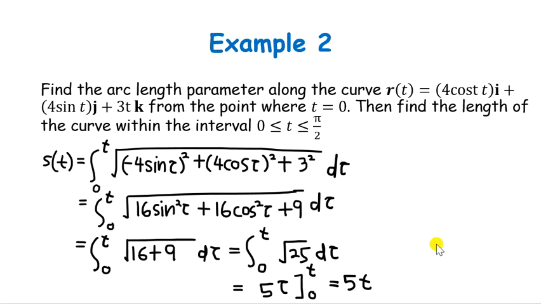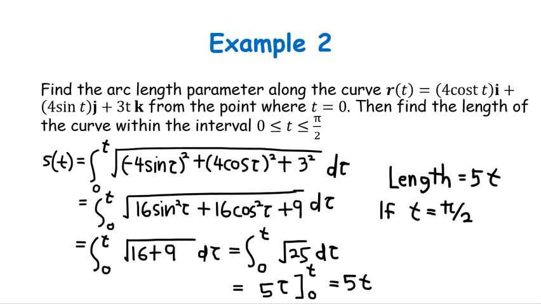But the question also asks to find the length of the curve within the interval of 0 to pi over 2. So we are going to plug this value into our equation of 5t. We can write down the length as equal to 5t. If t is equal to pi over 2, then the length will be equal to 5 pi over 2. And that's the final answer for example 2.